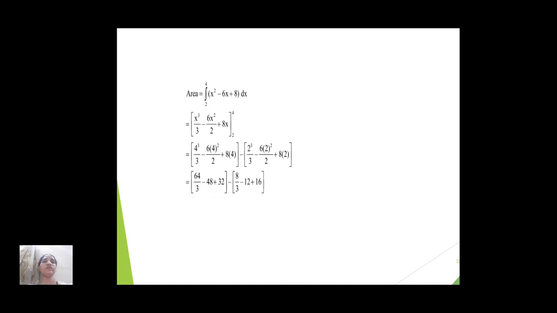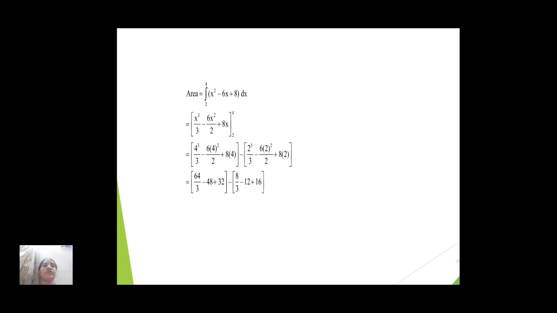Then area equal to integral 2 to 4 of x square minus 6x plus 8 dx. Integral x square means x cube by 3, integral minus 6x means minus 6 x square by 2, integral 8 means 8x, limits 2 to 4. So 4 cube by 3 minus 6 into 4 square by 2 plus 8 into 4, minus 2 cube by 3 minus 6 into 2 square by 2 plus 8 into 2.